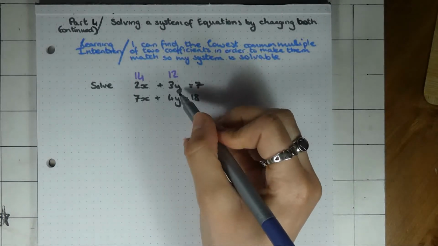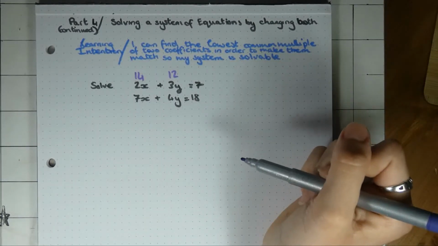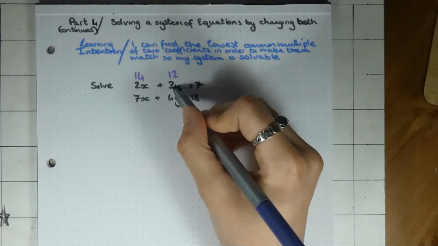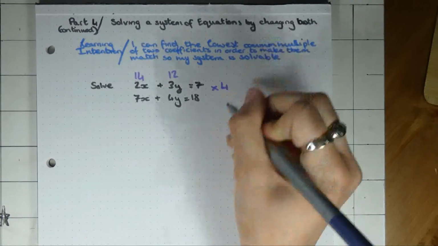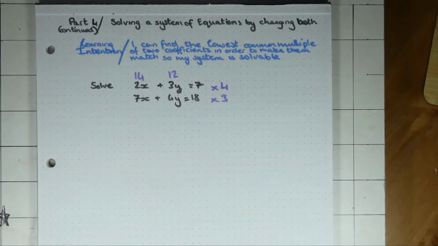As it is, I'm going to make my y's the same, because the 12 being smaller, hopefully, makes my life easier. So how do we make 3 into 12? We times by 4. How do we make 4 into 12? We times by 3.